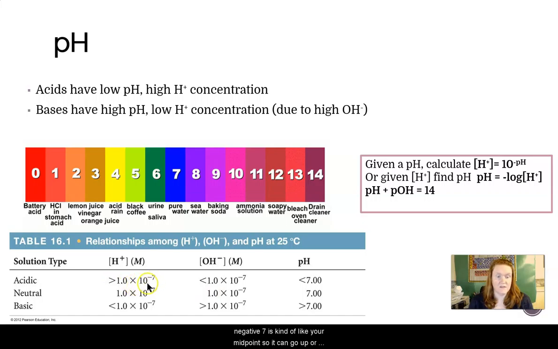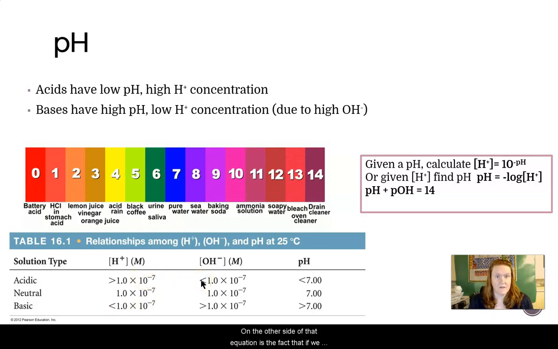1 times 10 to the negative 7 is kind of like your midpoint, so it can go up or down from there. So if it's acidic, it'll be higher, and if it's neutral, it'll be equal to 1 times 10 to the negative 7. And then if it's basic, your hydrogen ion concentration is going to be less than that.